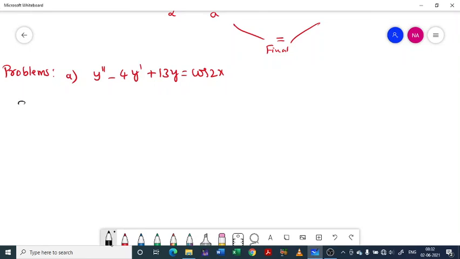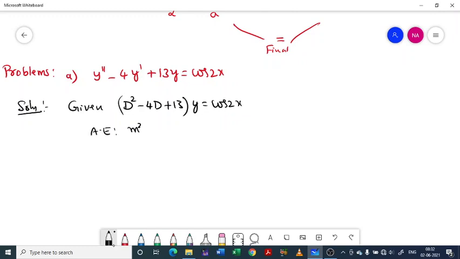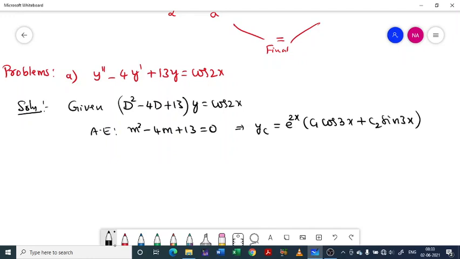Solution. So given d square minus 4d plus 13 into y equal to cos 2x. So the auxiliary equation is m square minus 4m plus 13 equal to 0. So solving this, we will be getting yc to be e power 2x times c1 cos 3x plus c2 sin 3x. So this is the complementary function.